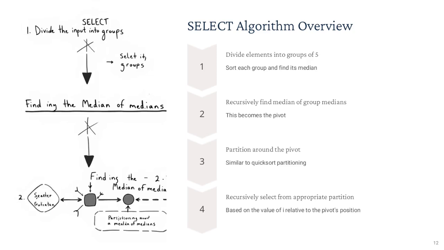The select algorithm begins by dividing the array into groups of 5 elements. Each group is sorted, and the median of each group is identified. The medians are then collected into a smaller array, and the median of these medians is selected as the pivot. This pivot guarantees a balanced partitioning because at least 3/5 of the elements are either greater than or less than the pivot. The array is then partitioned around the pivot, and the algorithm recursively processes the relevant partition to find the ith order statistic. This systematic approach ensures the algorithm remains efficient, even in the worst-case scenario.